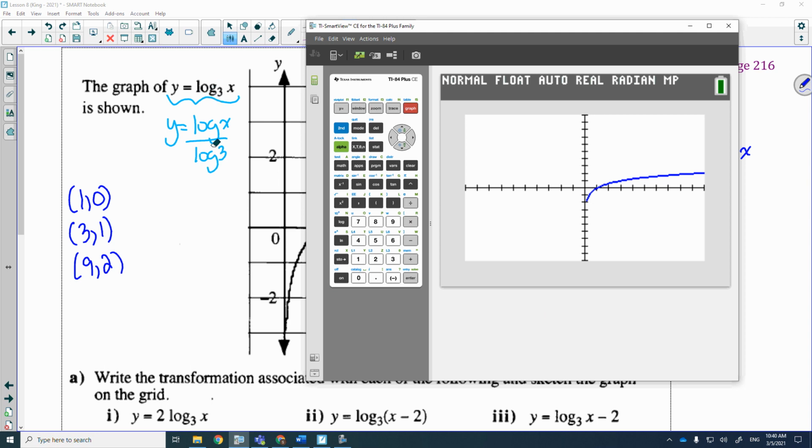I'm okay with whichever one. And if I now give you something like log base 3 of, let's say, 81, you could do it by change of base, or now you could just punch that in on your calculator, get the answer.